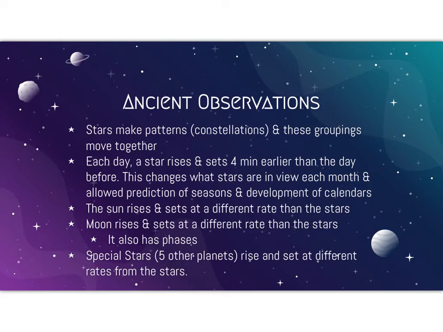Special stars, which were actually 5 other planets, rose and set at different rates from the regular stars in constellations. So they were special in some way, but they weren't sure exactly how. So by looking at the night sky, they made all of these observations and then started to try and piece it together.